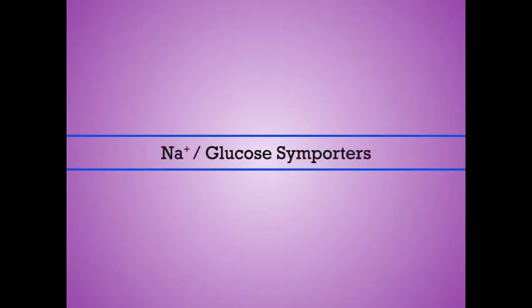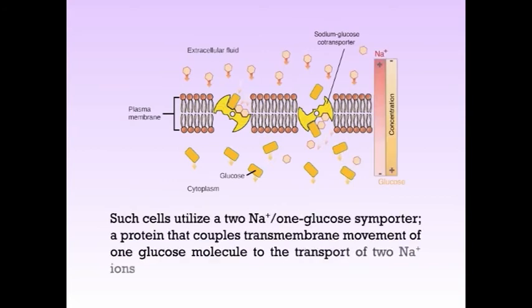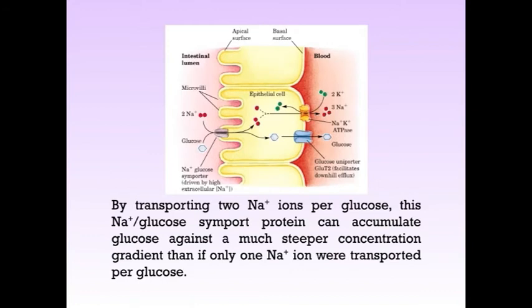First, sodium-glucose symporters. Many cells, such as those lining the small intestine and the kidney tubules, need to concentrate glucose against a very large concentration gradient. Such cells utilize a 2-sodium, 1-glucose symporter, a protein that couples transmembrane movement of one glucose molecule to the transport of 2 sodium ions. By transporting 2 sodium ions per glucose, this sodium-glucose Symport protein can accumulate glucose against a much steeper concentration gradient than if only 1 sodium ion were transported per glucose.